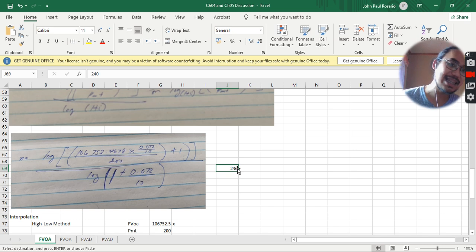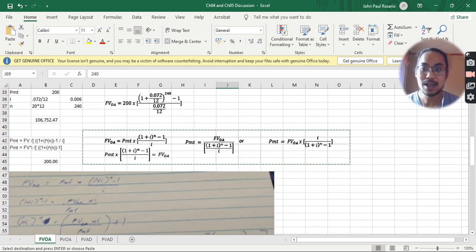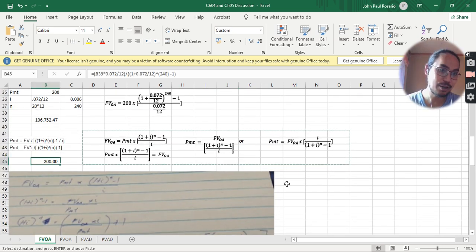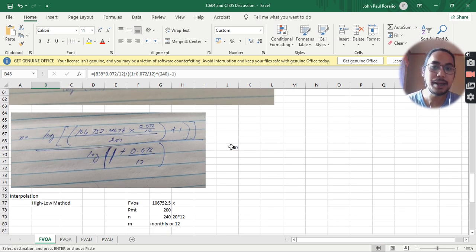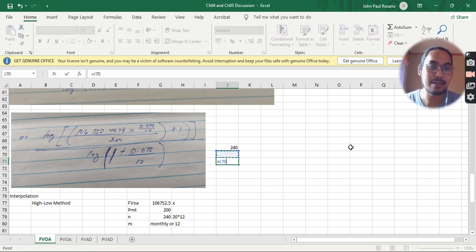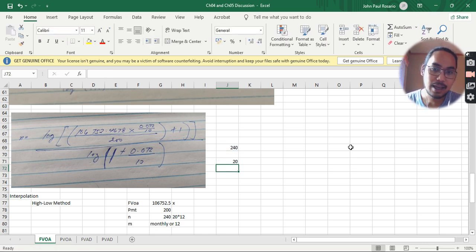So the answer there is 240. So that's 240 periods. And as you can see here, we have 240 periods. So here guys, this is 240 periods. So that's the end. But what if you will be asked how long will it take? Meaning you have to translate this and express this into a number of years. So what you can do here is simply divide this by 12, and you'll have 20 years.